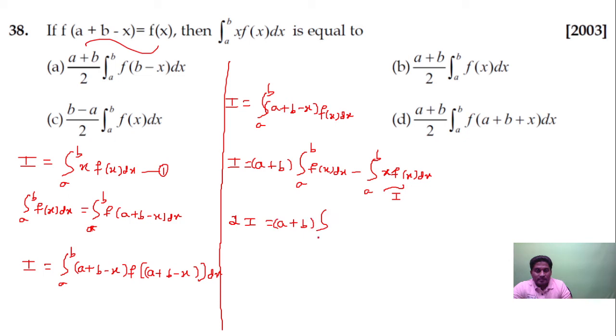Between the integral a to b of f of x dx, so you get I is equal to (a plus b) by 2, times the integration from a to b of f of x dx. And that's the answer, guys: (a plus b) by 2, integral a to b f of x dx. Answer is option B.